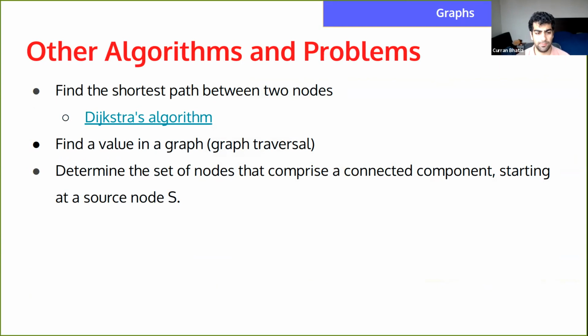So I forgot to put this in, but basically Dijkstra's isn't the only shortest path algorithm. There's Floyd-Warshall, there's Bellman-Ford as well. And those are also really instrumental in understanding Dijkstra's. So definitely do that. Yeah, there's a lot of graph traversal, like we talked about. And then graph traversal to find values.